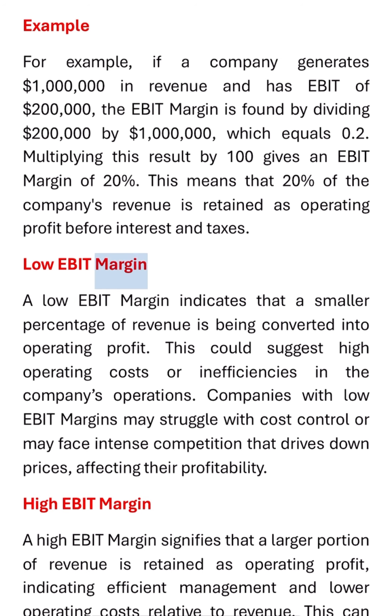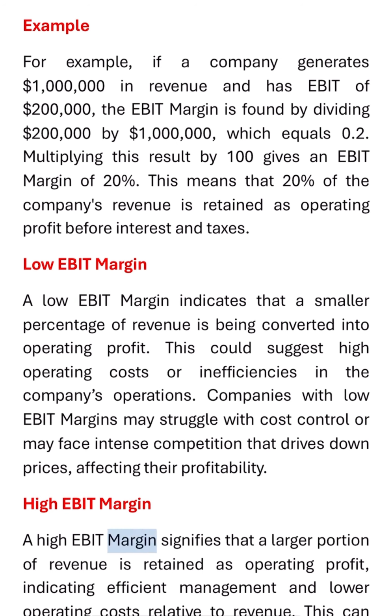Low EBIT margin. A low EBIT margin indicates that a smaller percentage of revenue is being converted into operating profit. This could suggest high operating costs or inefficiencies in the company's operations. Companies with low EBIT margins may struggle with cost control or may face intense competition that drives down prices, affecting their profitability.